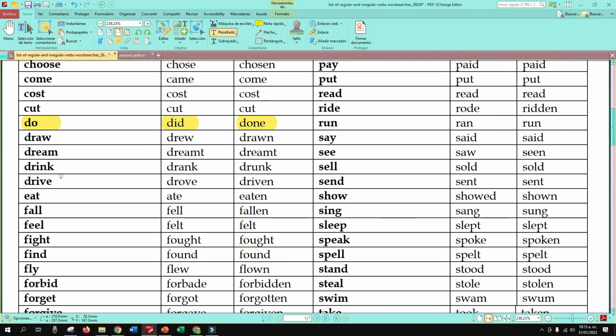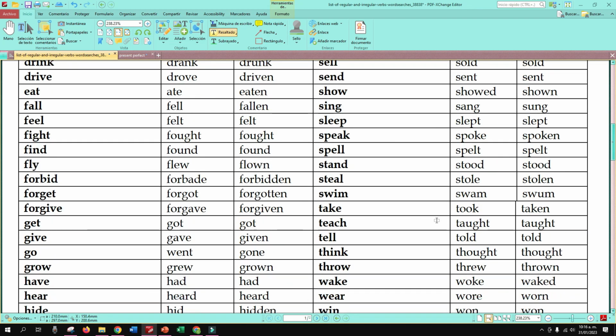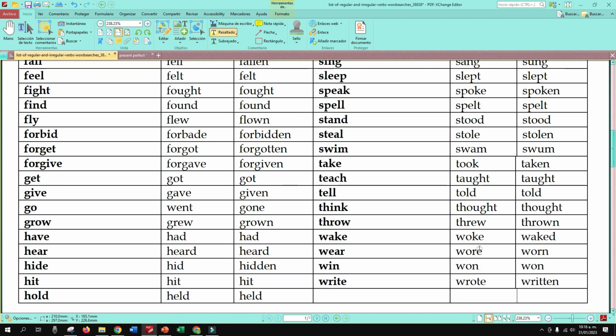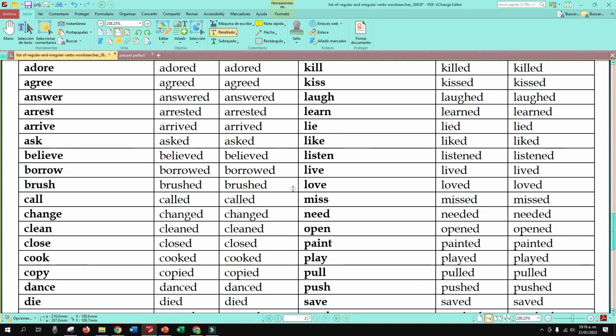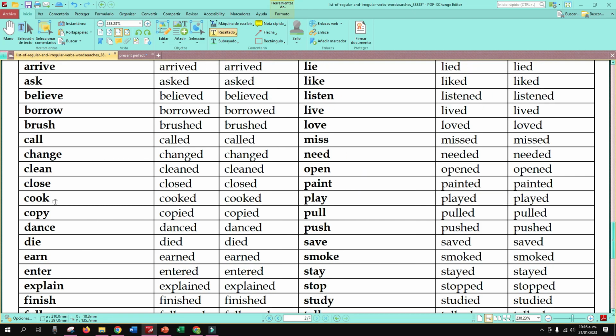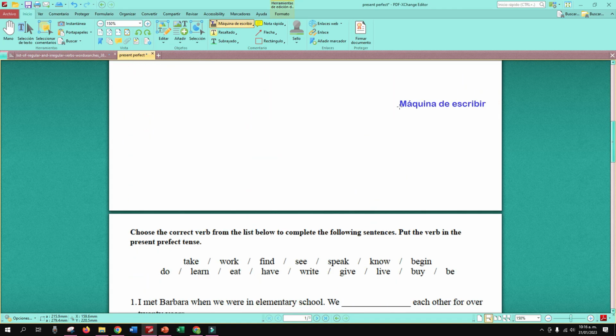Also we have eat, ate, eaten, right? And teach, taught, taught, right? And also give, gave, given, right? There you can check them, if you want. Also, there you have talk, talked, talked, right? And call, called, called. So we have them correct, right? Perfect, guys. So let's continue with another exercise.